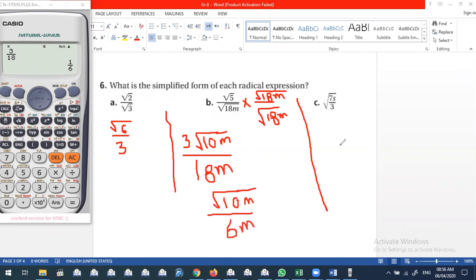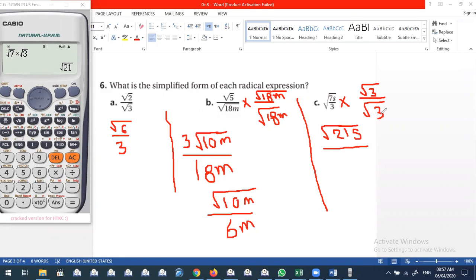The next one here, I'm going to multiply by square root 3 up and down, because we are going to distribute the square root. So now we have square root 7 times square root 3. Square root 7 times square root 3. It will be square root 21. So square root 21 up. Don't forget the letter S.